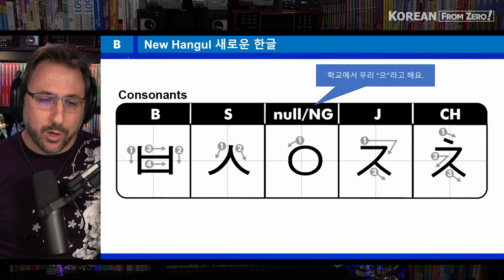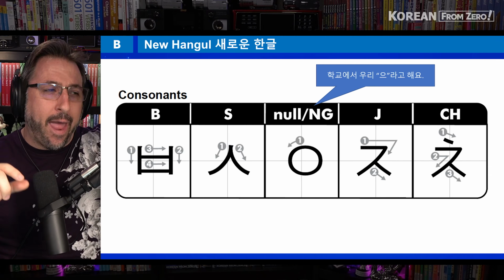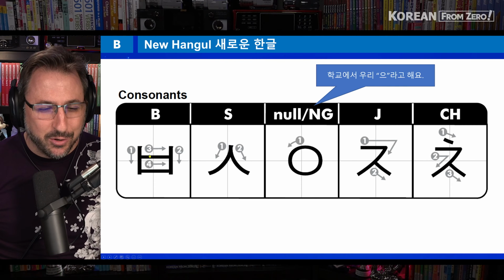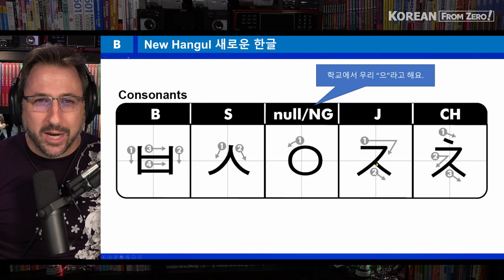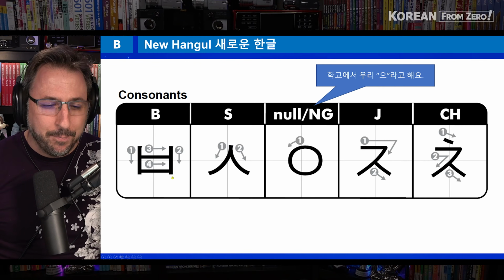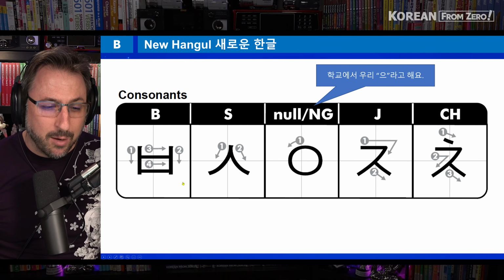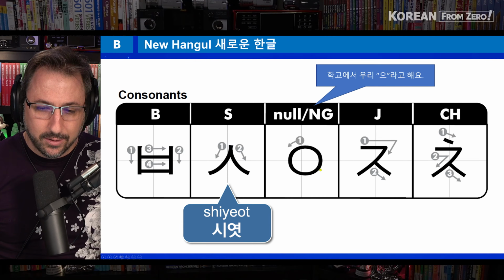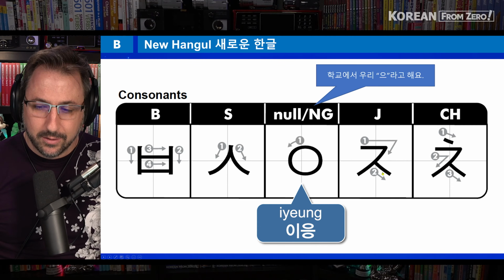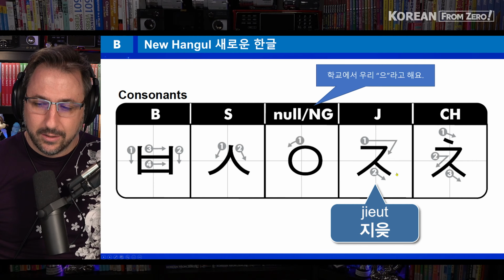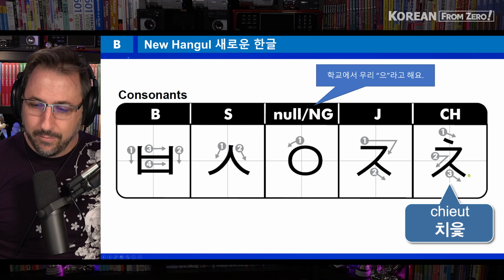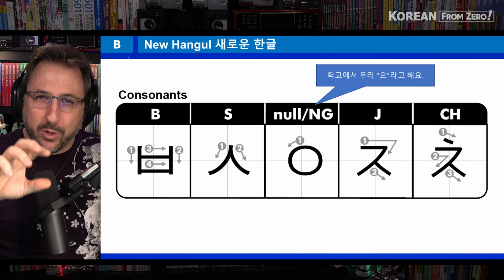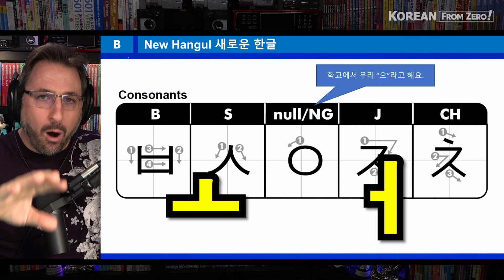Moving on. All right, so we're going to start by learning 5 new consonants, and then we're going to learn 5 new vowels. By the way, these are called jamo, just for the record. Jamo are the parts that make up a Hangul character, okay? The name of this jamo is 비읍, 시옷, 이응, 지읒, 치읓.